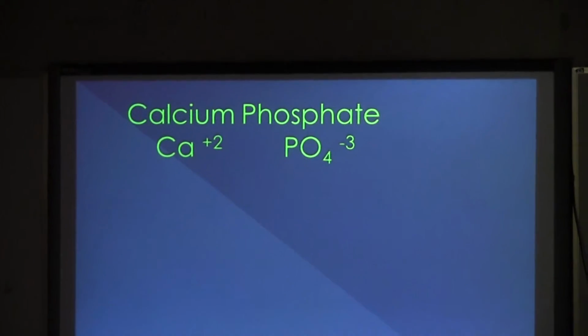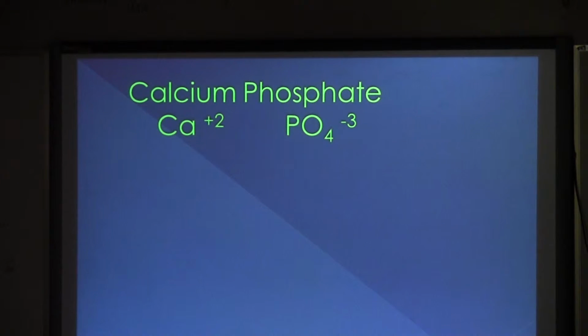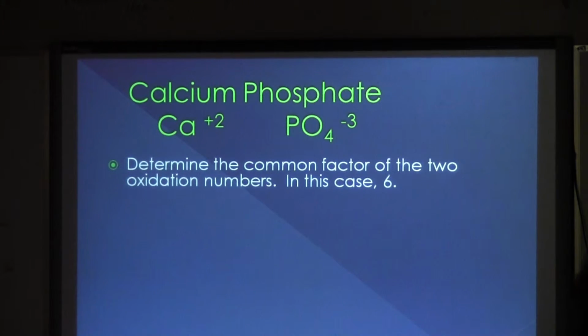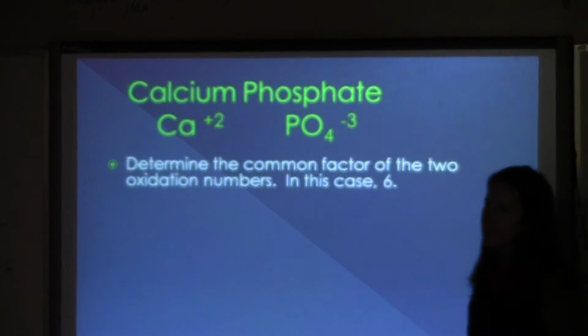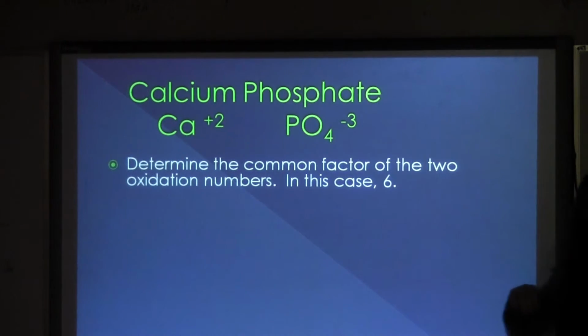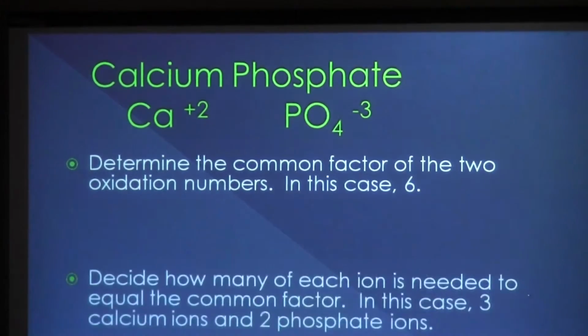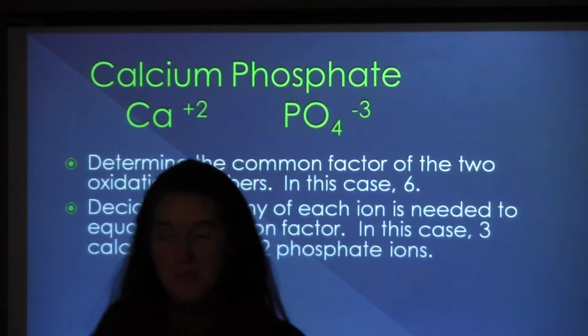Find a common factor, common multiple. We've got plus 2, we've got minus 3. What would be a common multiple? 6. Awesome. Very good. So if our common number is 6, how many calcium would we need to get to that point? 3. How many phosphate would we need? 2. You guys are catching on. So we need 3 calcium and 2 phosphate. Is it making sense?